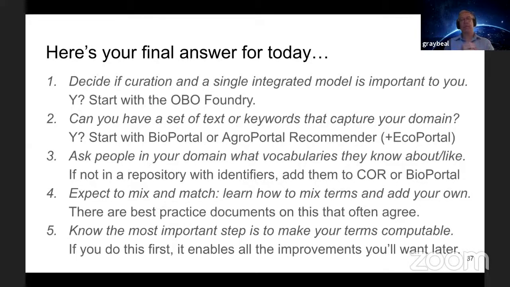This is my final answer for people who are in this room wondering what the final answer is. If you know you want a single integrated model, start with the Oboe Foundry. Because it's a nice setup, but it doesn't have so much Earth system stuff yet. If you have sets of text or keywords, here are a couple of systems that have recommendation engines. Ask the people in your domain what vocabularies they know about and like.